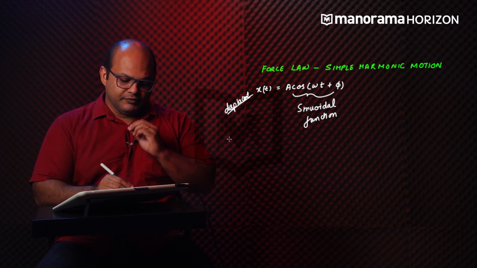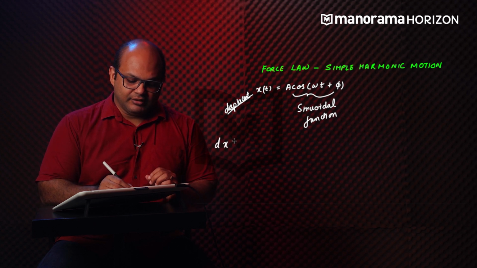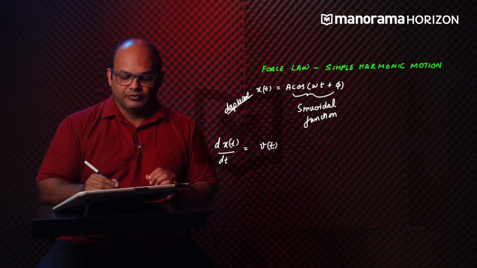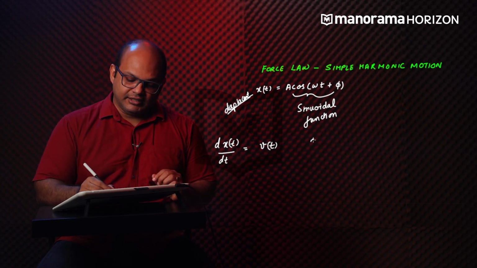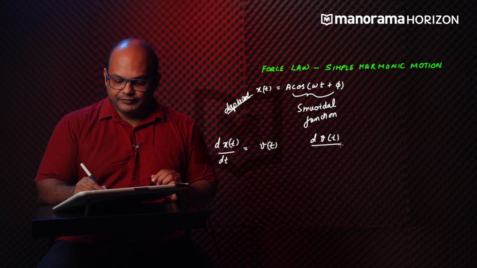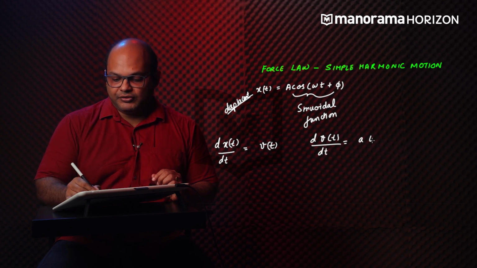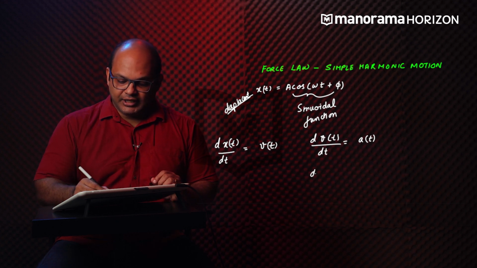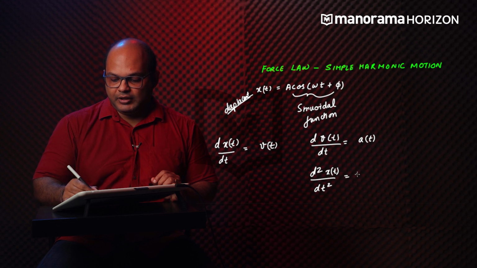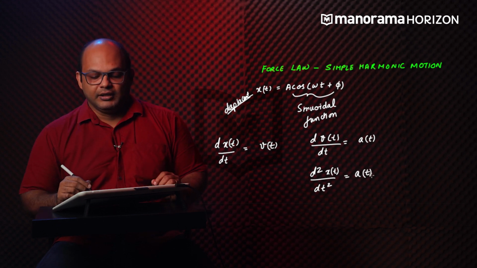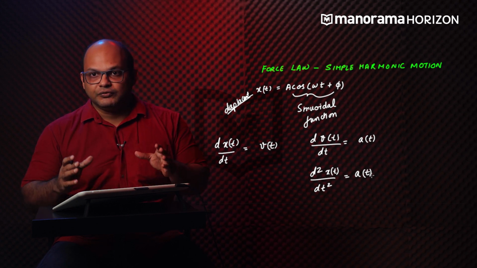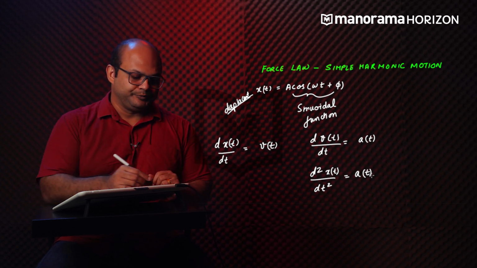How? We know that differentiating displacement with respect to time gives us velocity. We also know that differentiating velocity with respect to time gives us acceleration. So I can say that if I were to differentiate displacement twice with respect to time, it will give me acceleration. Now let's use this result in order to derive the acceleration for simple harmonic motion.